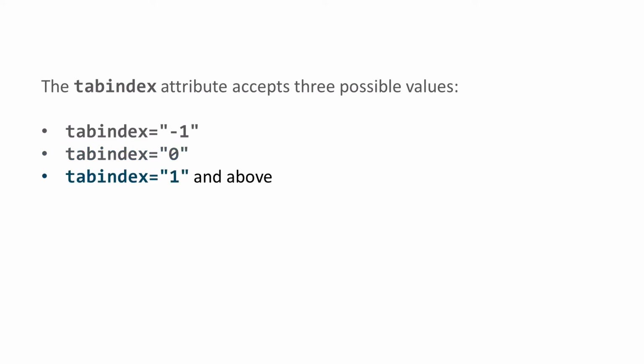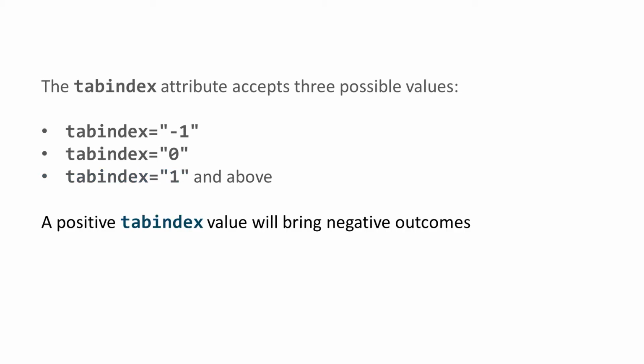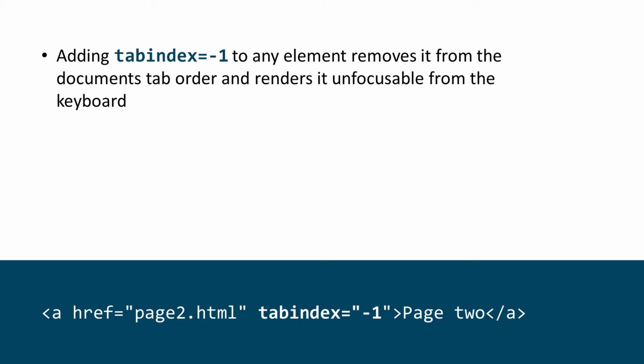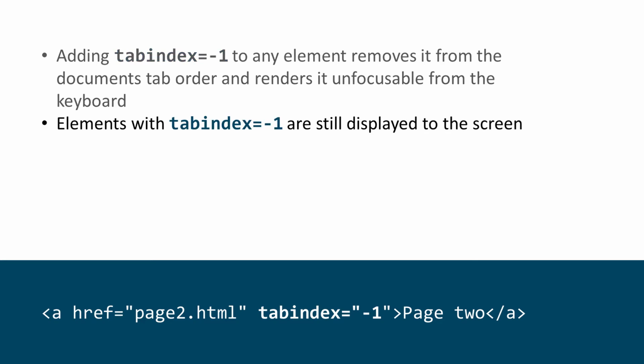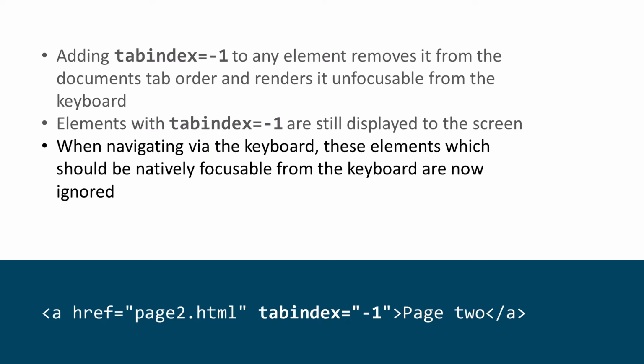The tabindex attribute accepts 3 possible values: -1, 0, and 1 and above. The most problematic values are 1 and above. The positive numbers bring negative outcomes. Adding tabindex -1 to any element removes it from the document's tab order and renders it unfocusable from the keyboard. Elements with a tabindex of -1 are displayed on the screen as expected, so nothing visual changes.